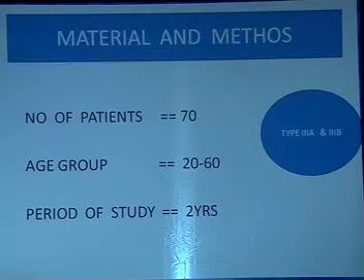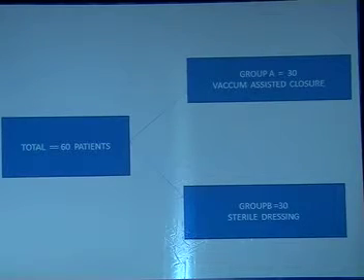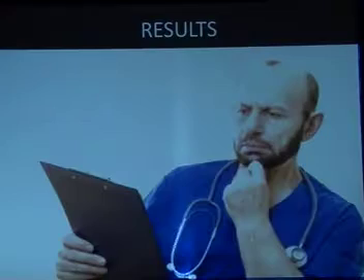For materials and methods, we mainly included type 3 and type 3B open fractures. The number of patients was 70, in the age group of 20 to 60, and the study period was 2 years. But 10 patients were not available for follow-up, so a total of 60 patients were divided into 2 groups, group A and group B, 30 patients in the VAC group and the other 30 in the sterile dressing group.